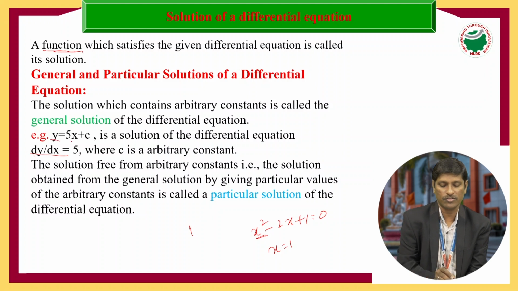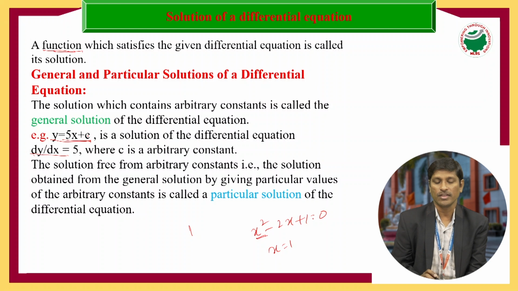Suppose we see that y equal to 5x plus c is the solution. In that, c we are calling the arbitrary constant. So how many arbitrary constants here? Here only one arbitrary constant, right? If there is one arbitrary constant and the order is 1, if both are equal, then we'll say that it is a general solution of that particular differential equation. Okay, so the solution which contains arbitrary constants is called the general solution, we said. And the number of arbitrary constants is equal to the order of the differential equation, then we say that it is a general solution.